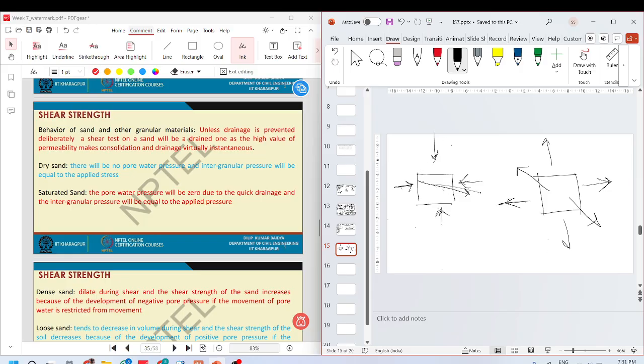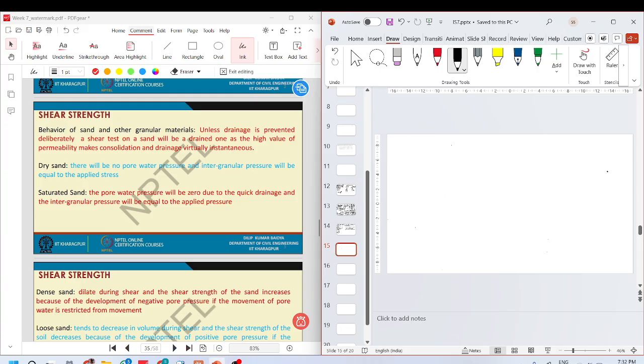If you have a shear in this direction here, you will have a shear in this direction, like this. Here you will have something like this. Okay. Right, madam.